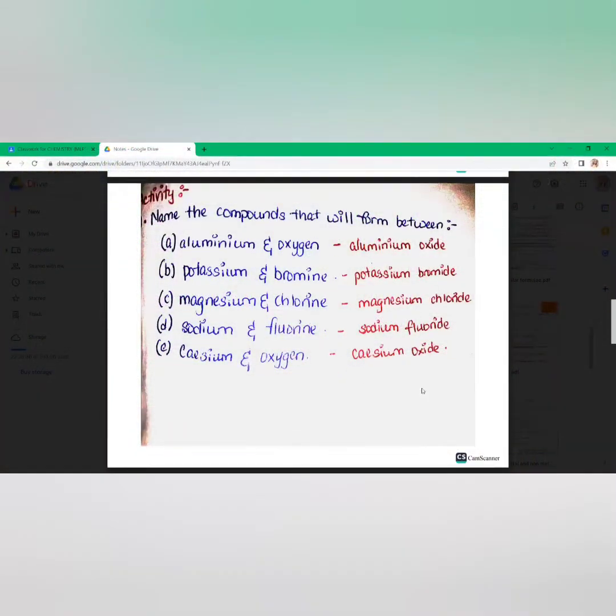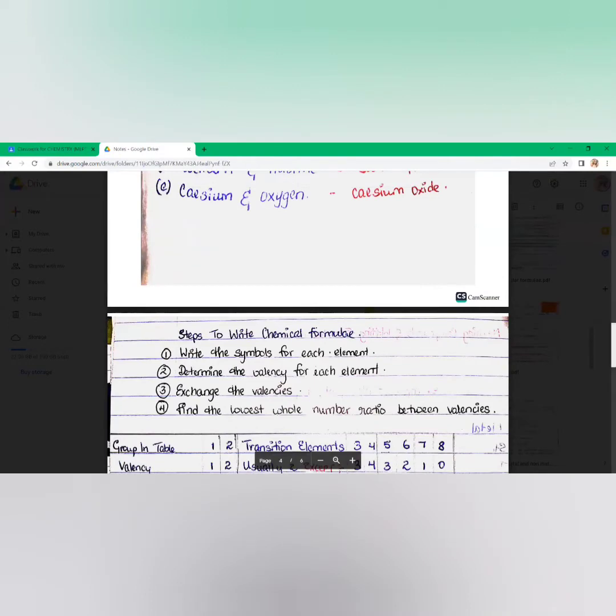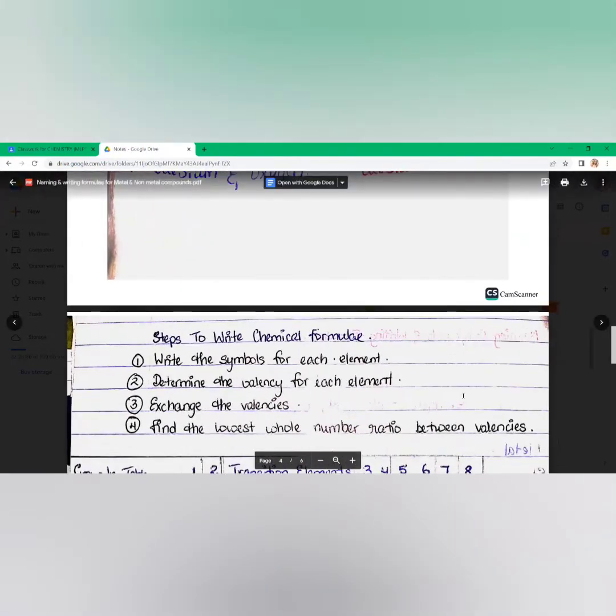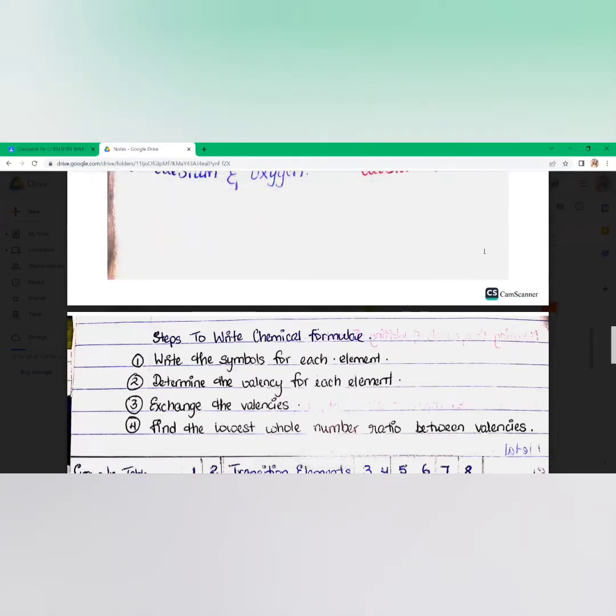Writing formulae of our compounds, right? Obviously with these topics you do have rules to follow. Rules make it a lot easier when you have to do the actual formula writing. Step number 1, write the symbols for each of the elements. Now you are not going to know the symbols offhand. This is why you have the periodic table, which is given to you guys.